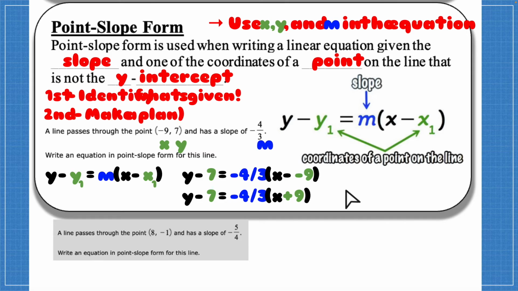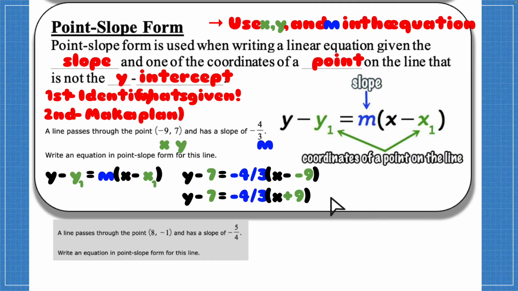Now if I wanted to turn this into slope-intercept form, which is something they may ask us for in the future, we would distribute this -4/3, meaning I would multiply both by -4/3, and then I would add 7 from the left to the right. And that would get me y equals, and I would have an expression on this side with the mx plus b. So we can quickly manipulate or change them back and forth as we need to.